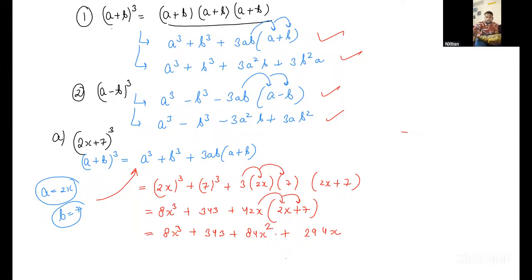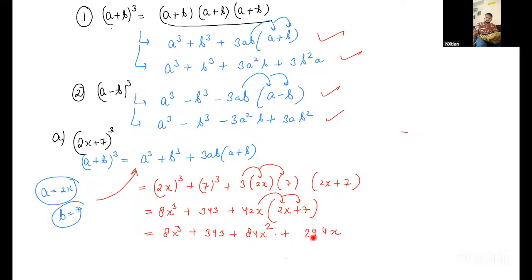Did you understand, Ira? I didn't understand anything. Please ask me. Sir, can you explain the last part? Yeah, see, I just multiply this 42x with both the terms inside the bracket. So this 42x will multiply with this 2x also, and this 42x will multiply with this 7 also. So 42x into 2x will become 84x square, and 42x into 7 is equal to 294x.